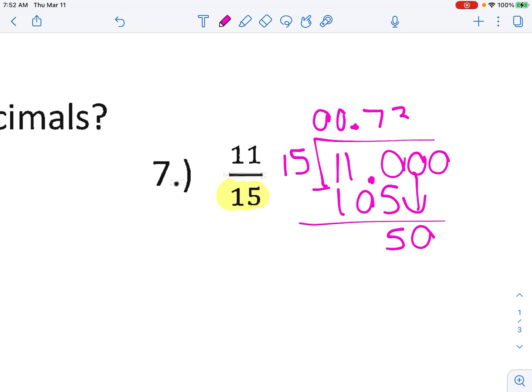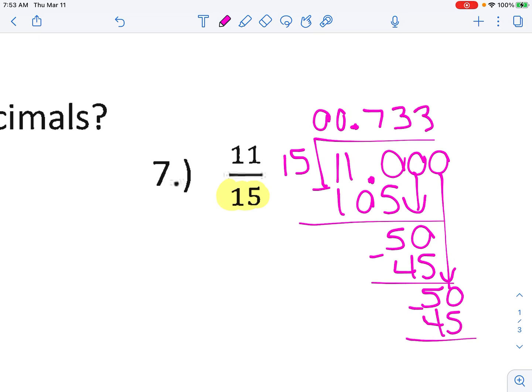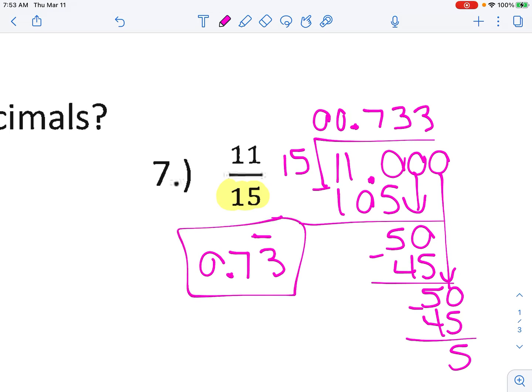Drop down your 0. 15 times 3 is 45. 50 minus 45 is 5. Drop your next 0. 15 times 3 is 45. 50 minus 45 is 5. Okay, so this is going to be repeating. So that's going to be 0.73. Now, since 3 is the only digit that repeats, that repeating bar is only going to go over the 3.